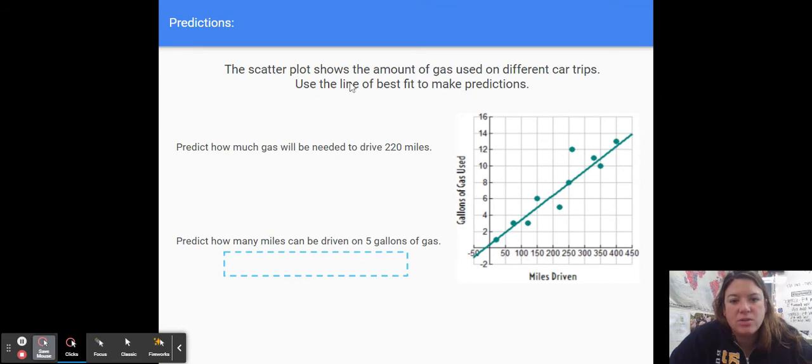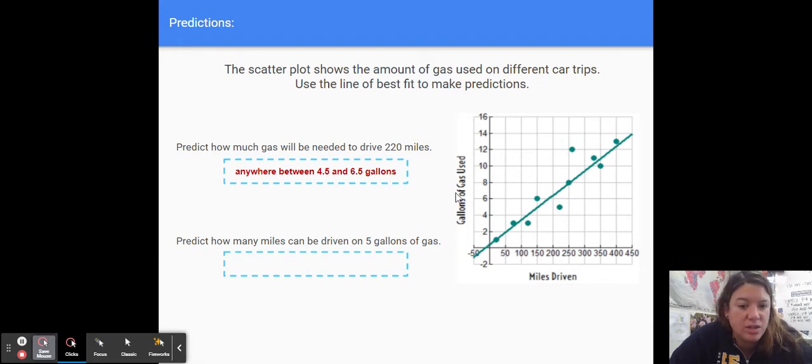All right, this scatter plot shows the amount of gas used on different car trips. So we can use the line of best fit and make some predictions. So how much gas will be needed to drive 220 miles? So here's our miles at the bottom, 220 is right there in the middle. About how many gallons of gas would be needed to go that far? If you say anywhere between 4.5 and 6.5 gallons, that's a good estimate.